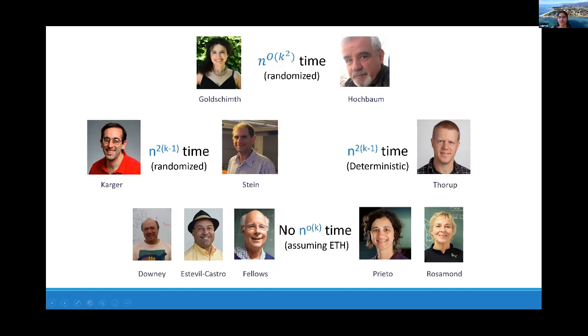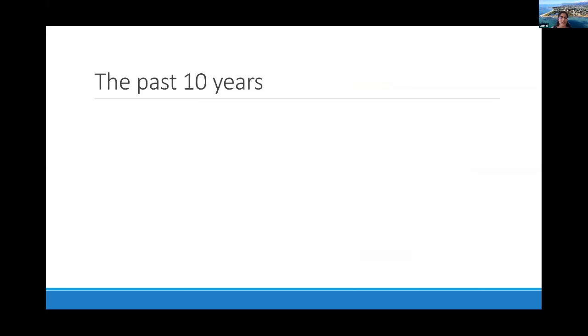Another direct question is whether you can get an FPT algorithm when parameterized by k, and it turns out the answer is no. So Downey, Estivill-Castro, Fellows, Prieto, and Rosamond showed that there's no n to the o(k) time algorithm for this problem under ETH. Okay, so all the results that we saw until now can be viewed as the prehistory of this problem.